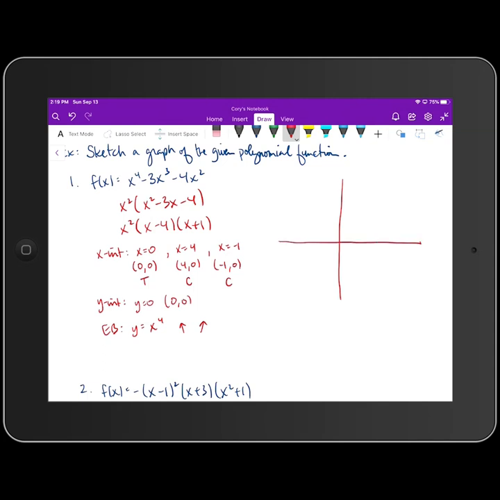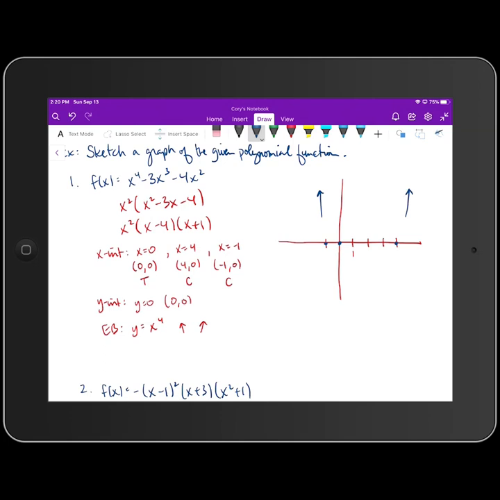So we're going to make a coordinate plane. I'm going to plot my intercepts. Okay, so we have x-intercepts at 0, 0. We have one at negative 1, 0. And we have one at 4, 0. The y-intercept is at the origin as well. That's 0, 0. And then we're going to go ahead and draw the end behavior of our graph. So the end behavior of our graph is going to look like this.